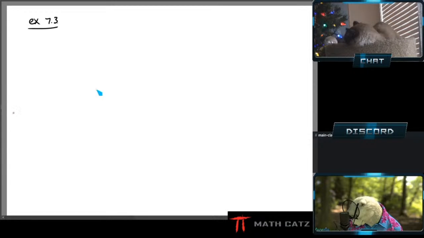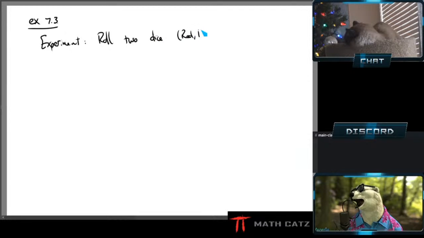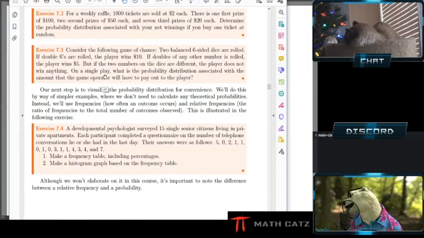So my experiment. Now, I didn't quite say it right, but one thing at a time. So whether I write these two out or not, I do want to be aware of them. Experiment: roll two dice. Let's say red and blue, just in case I need it. Now, in this situation, what I'm actually interested in as an outcome is the money that the player is going to win. Can win $10, can win $5, or of course can win nothing.